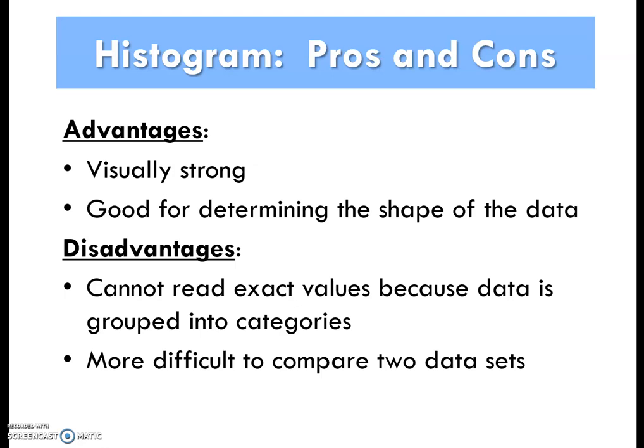Disadvantages is that you cannot read the exact values at all. So when you see the bar on a histogram, it's showing you all of the scores that occurred between 80 and 89, let's say. So there's no way to tell if all of them were 80, were they distributed evenly, were all of them 85s? There's no way to tell exact values. It's also more difficult to compare two data sets with a histogram, particularly if the ranges on the bars are not the same.